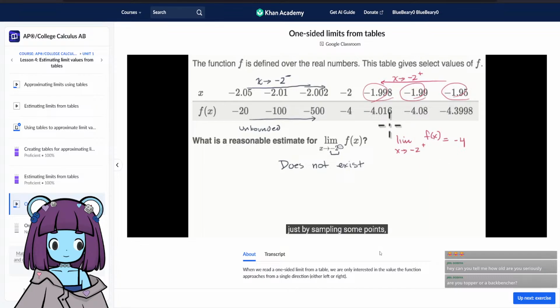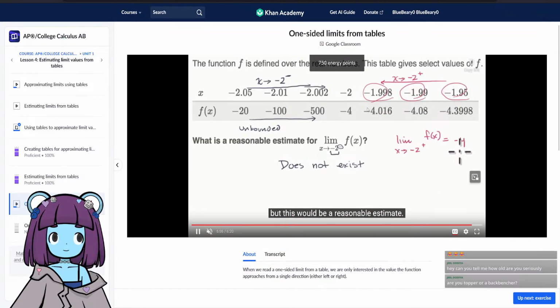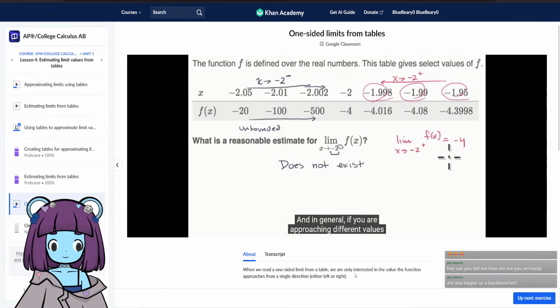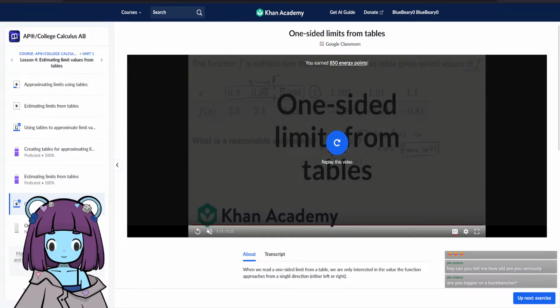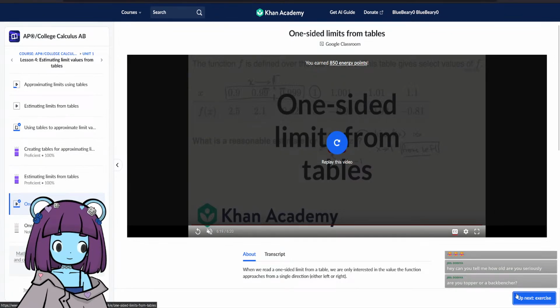So from the right side, the limit would be -4 because of this way. Interesting. Okay, next exercise.